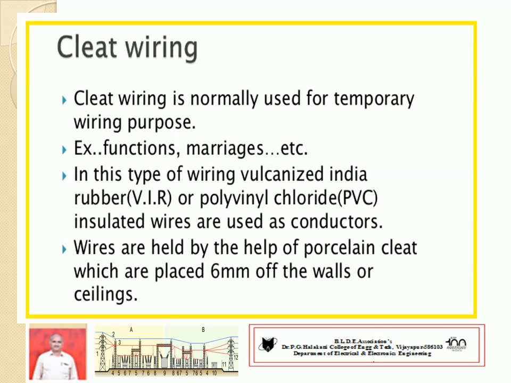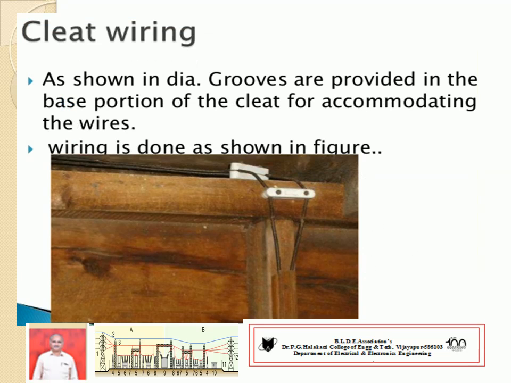In this type of wiring, VIR or PVC insulated wires are used as conductors. Wires are held with the help of porcelain cleats, which are placed at 6 mm on the walls or ceilings. As shown in the figure, some grooves are provided at the base portion of the cleat for accommodation of wires. This arrangement is done on the wooden structure.